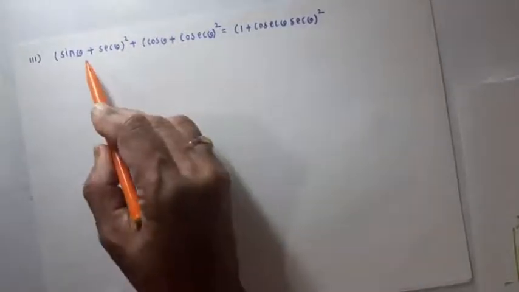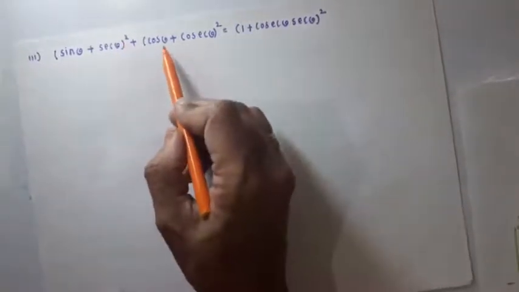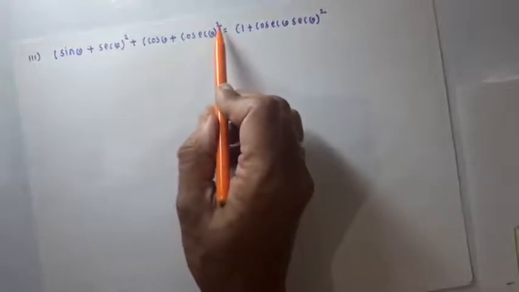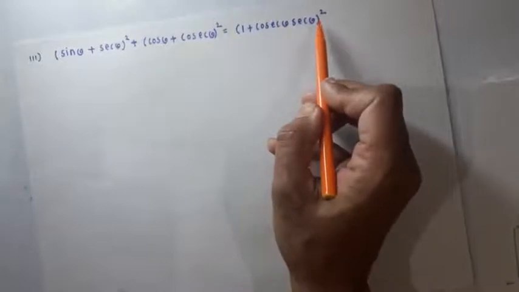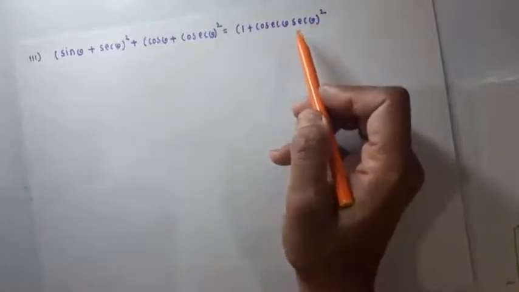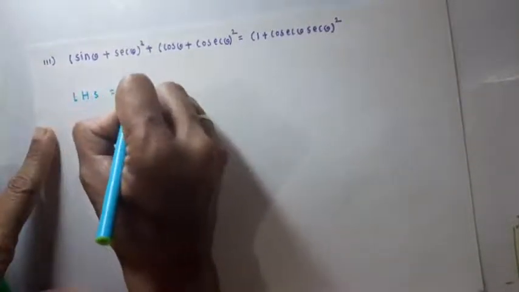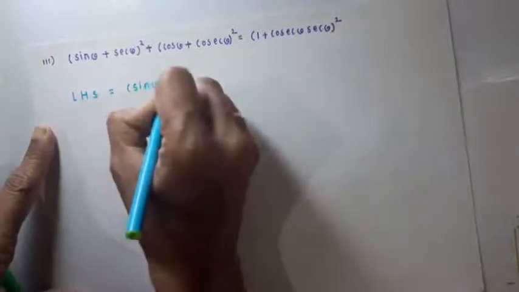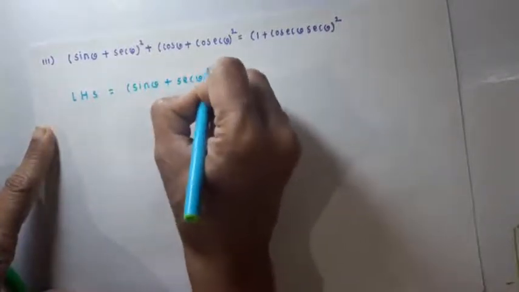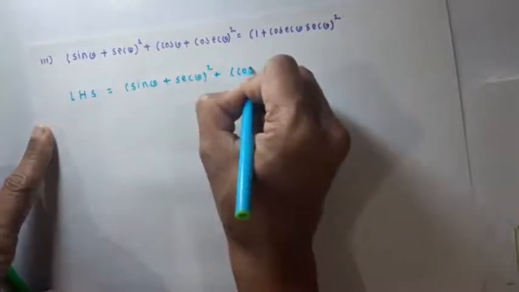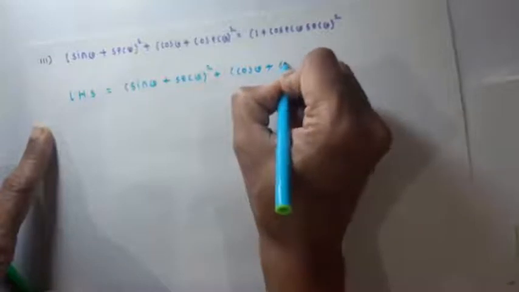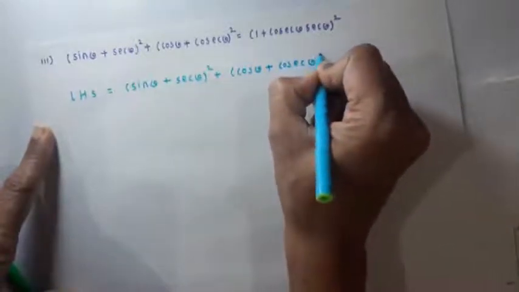Okay, now the next one is (sin theta plus sec theta) whole square plus (cos theta plus cosec theta) whole square equal to (1 plus cosec theta sec theta) whole square. Okay, so consider LHS. LHS equals (sin theta plus sec theta) whole square plus (cos theta plus cosec theta) whole square.